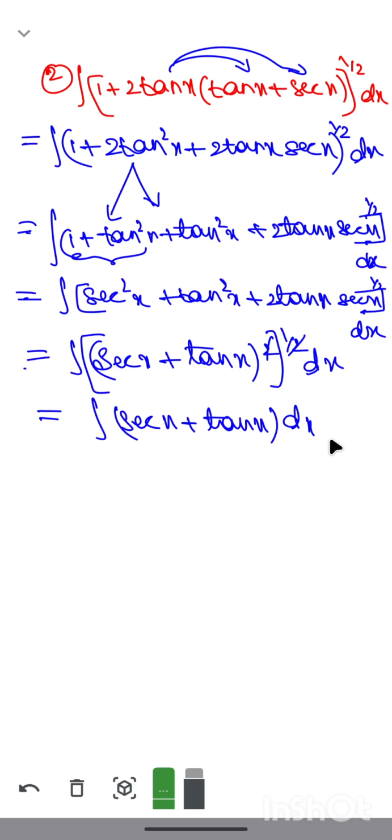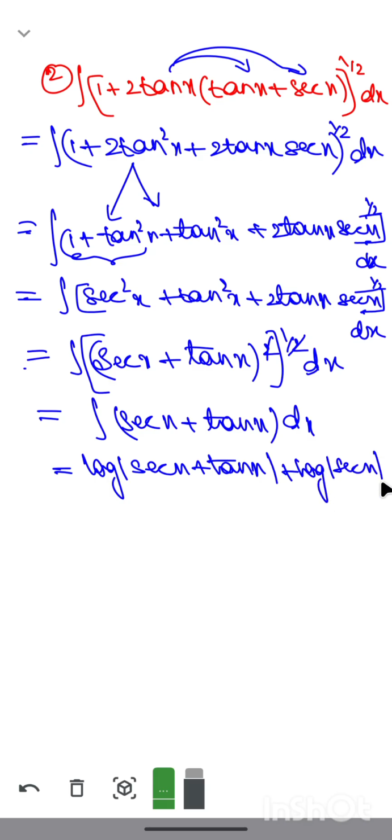For these two terms we have a standard formula. What is integration of secant x? Log of modulus of secant x plus tan x. And what is integration of tan x? Integration of tan x is log of modulus of secant x plus c. Together these two terms are in the form of log a plus log b, which can be written as log ab, so that we get log of secant x into secant x plus tan x.